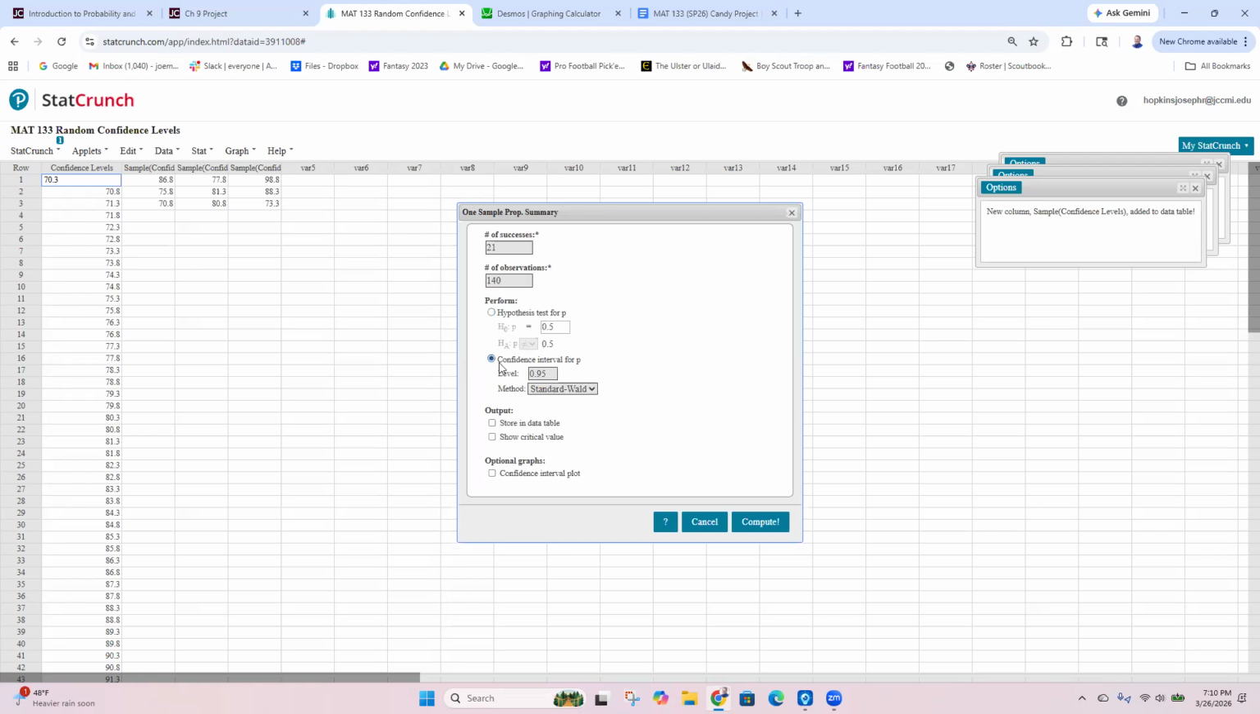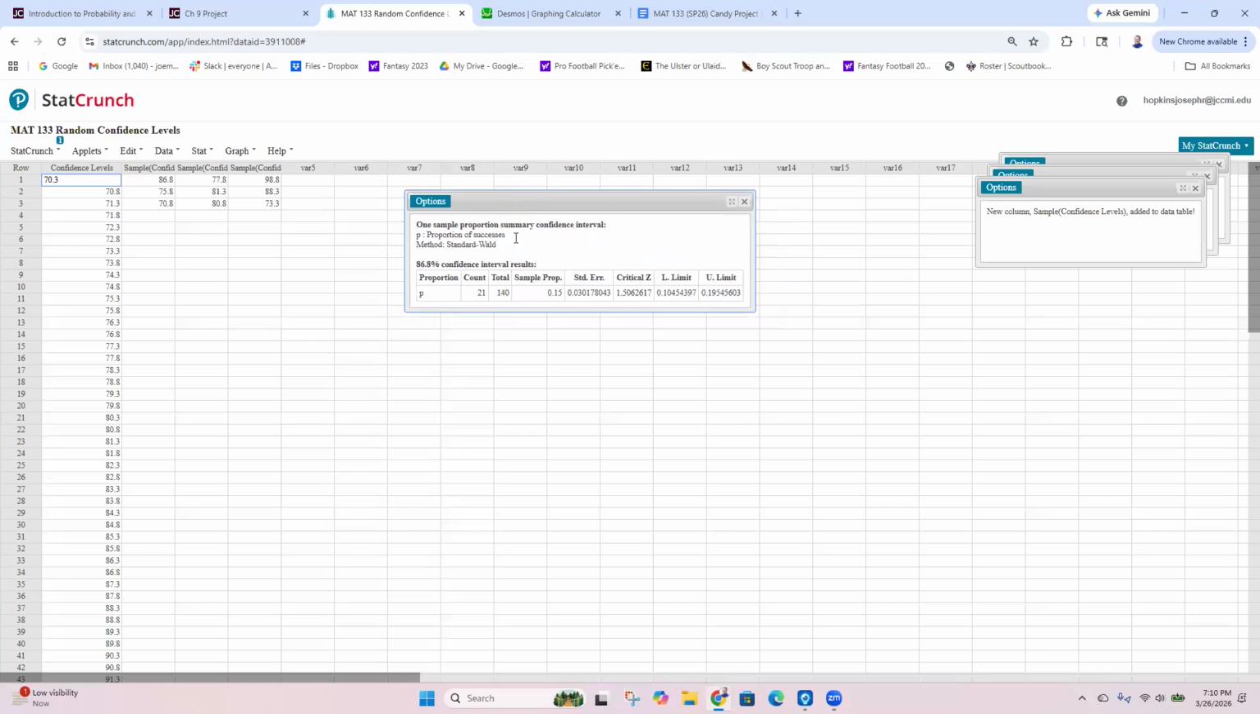You're going to click this blue button down here for confidence intervals. Confidence intervals is what we're focused on right now. And I need to put in my confidence level. Mine was 86.8%. And then you want to check this box right here, show critical value. That'll give you your Z. And I'm going to hit compute. It gives me this.